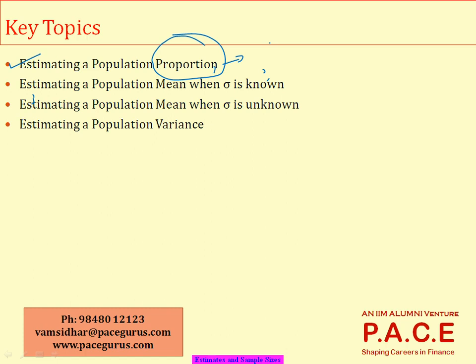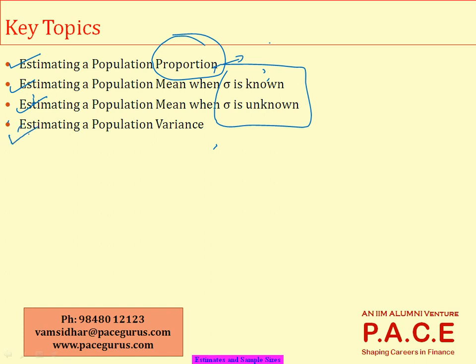Similarly, if I want to estimate the mean of a population, under two scenarios. In some cases where the standard deviation or variance of the population is known, how do I estimate the mean of that population from the sample? And how do I estimate the mean of the population from the sample in case the standard deviation or the variance of the population is unknown?